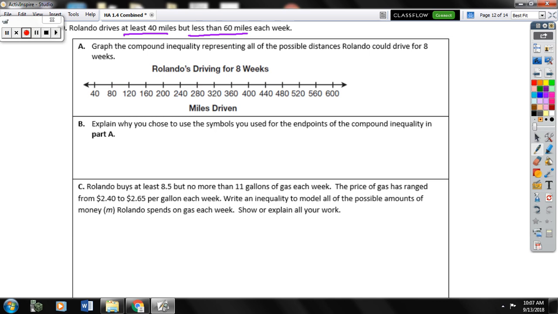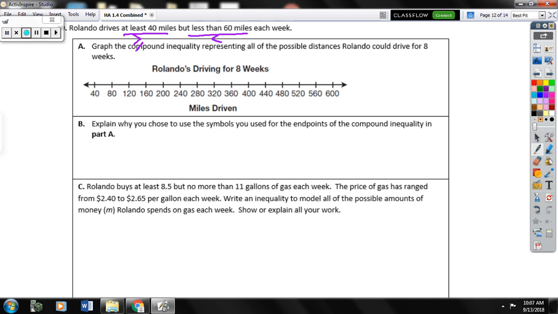It's the most misunderstood word in inequalities because you hear least, you think less than. But it's like at the very minimum, he drives 40 miles. Really, he drives greater than or equal to. And then the less than 60, that's pretty obvious. It's a less than symbol.